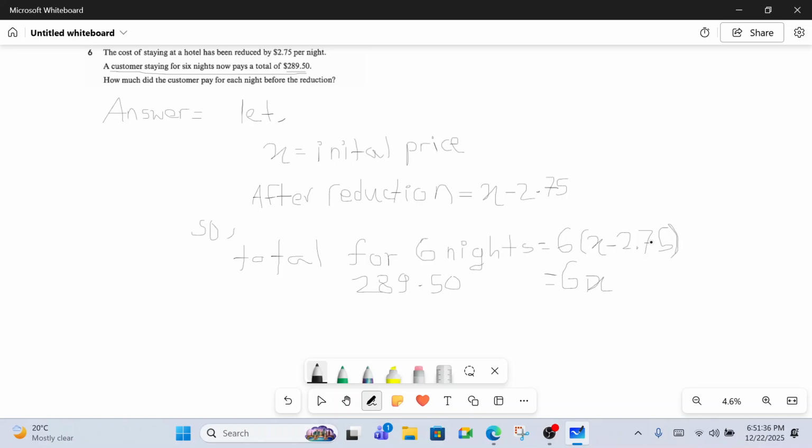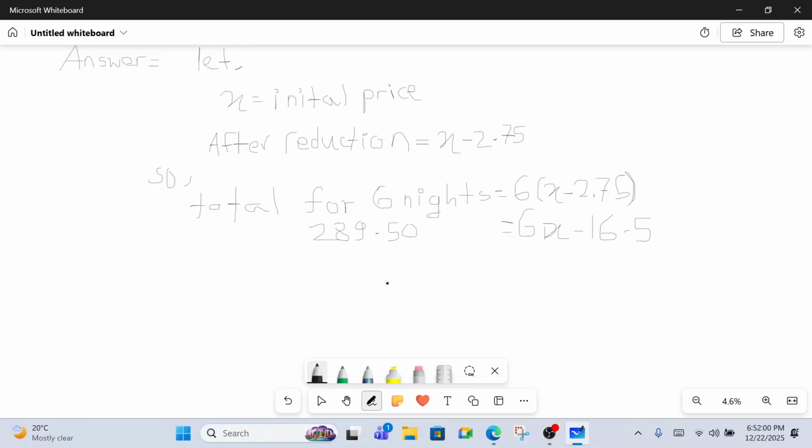Let me take out the calculator and multiply these. 6 times minus 2.75 should give you an answer of around minus 16.5. Okay. So now you want to take this 6x minus 16.5 on this side, and you want to take this 289.50 on this side.